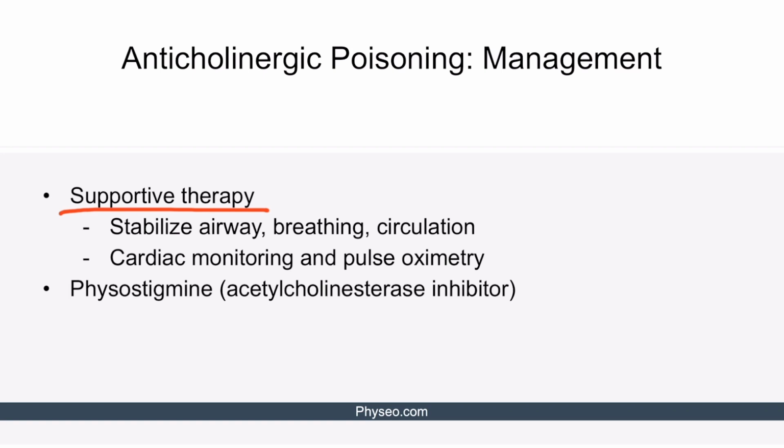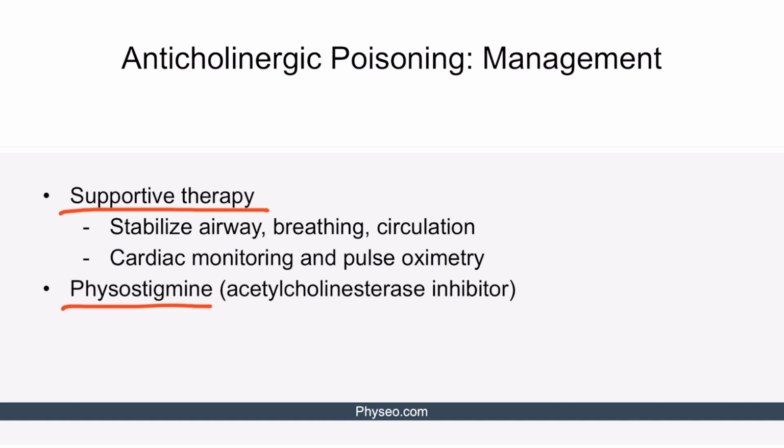The reversal agent that is used to treat anticholinergic poisoning is called physostigmine. This drug inhibits acetylcholinesterase, which is the enzyme that normally degrades acetylcholine in the synapse. By inhibiting this enzyme, the levels of available acetylcholine increase, which in turn dampens the effects of anticholinergic poisoning. It's important to remember that physostigmine can cross the blood-brain barrier, which means it will also improve symptoms of agitation, hallucinations, and other psychologic manifestations.